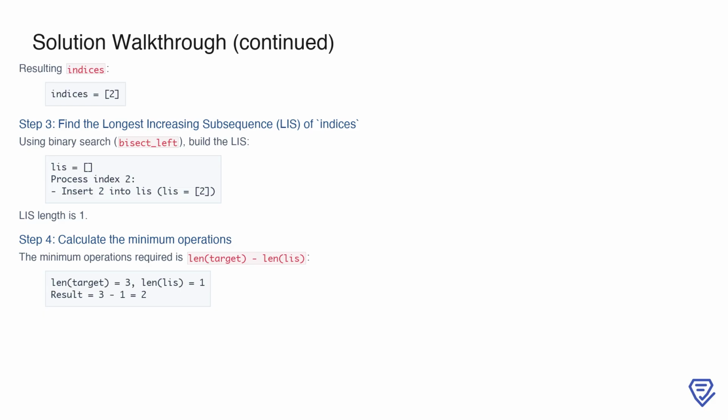The next step is to find the longest increasing subsequence, or LIS, of this list. Using binary search, we process each value in indices to construct the LIS. For the value 2, we insert it into our LIS list, resulting in LIS equals 2. The length of this LIS is 1. Once we have the LIS, we can calculate the minimum number of operations needed to make target a subsequence of ARR. This is done by subtracting the length of the LIS from the length of the target. Here, len(target) is 3, and len(LIS) is 1, so the result is 3 - 1 equals 2. This means we need 2 operations to achieve the goal.